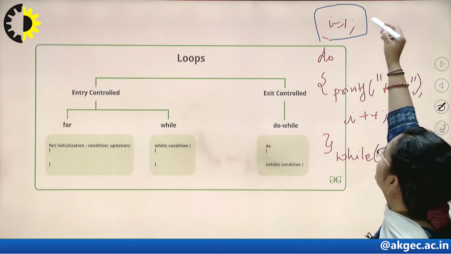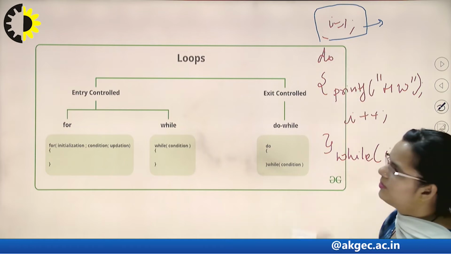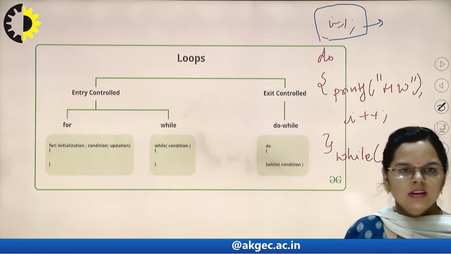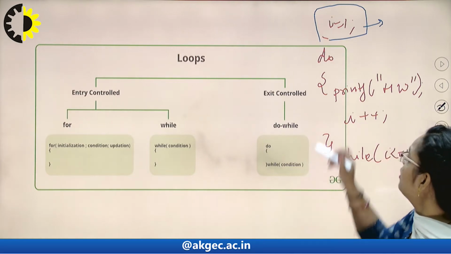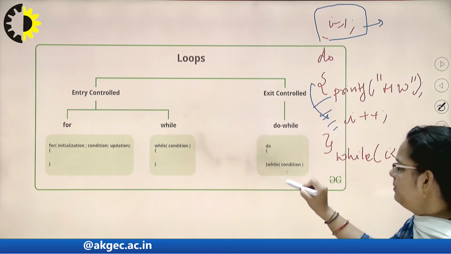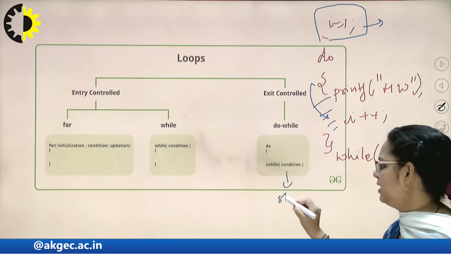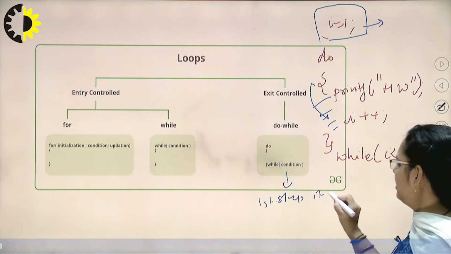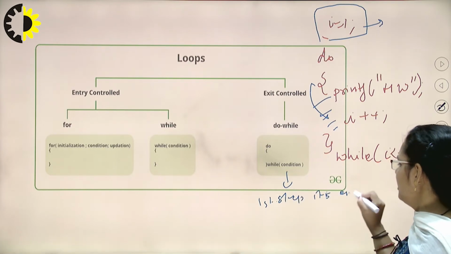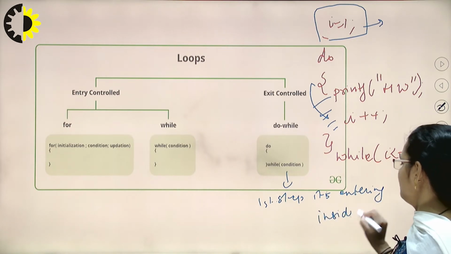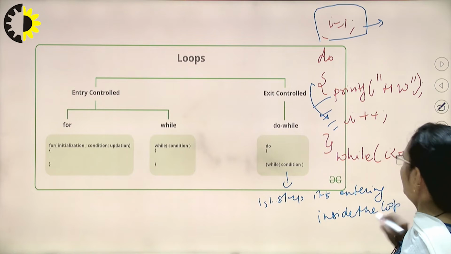So this also has initialization, but in the very first step, after initializing the values, it is not checking the condition. Instead, it is first of all executing all these statements. It is entering inside the loop at the very first step.